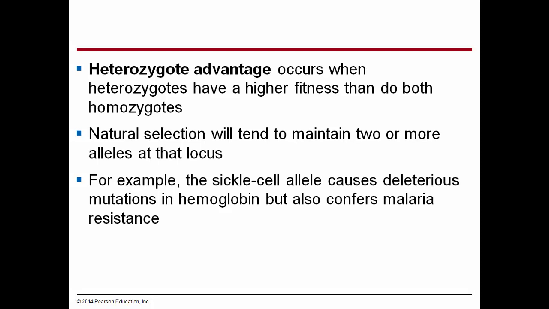So for the sickle cell trait and heterozygous advantage, in a heterozygous individual, you've got the sickle cell trait and the normal cell trait. But if you just have the recessive sickle cell trait, then that causes sickle cell anemia, which decreases the ability of the red blood cell to transfer oxygen.